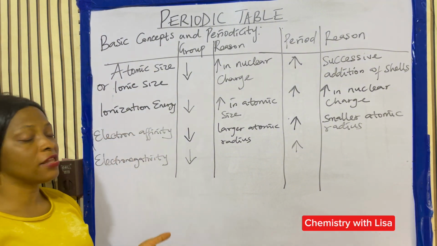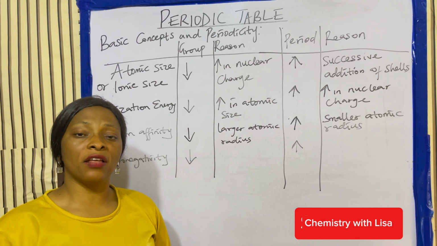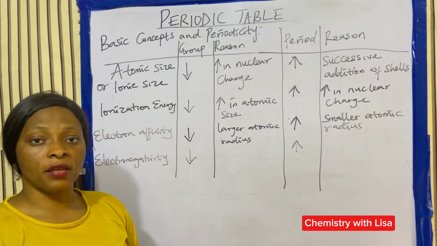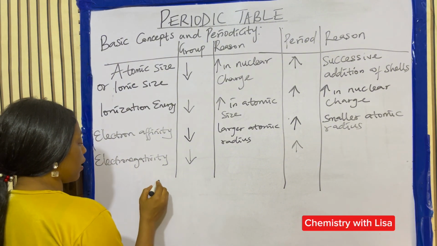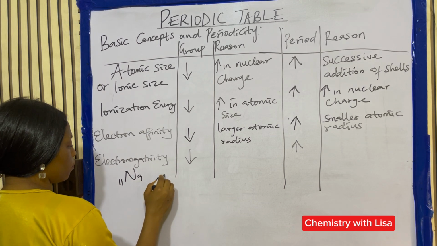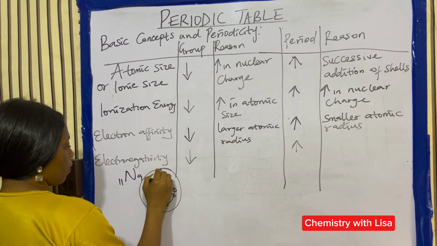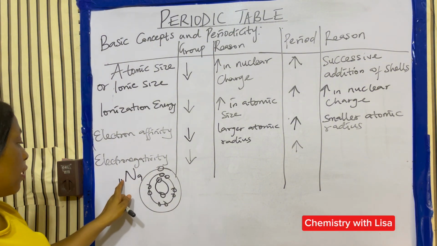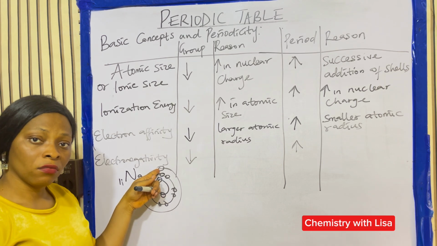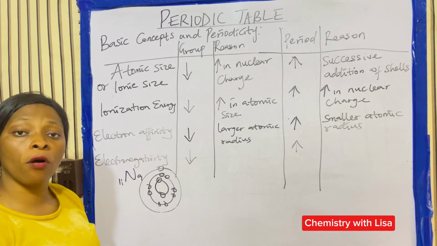Now, ionization energy. What is ionization energy? It is the energy required to remove an electron from a shell. For example, you have something like sodium. We know that sodium is 11. So you have 1, 2, 3, 4, 5, 6, 7, 8, 9, 10, 11. So ionization energy is the energy required to remove this valency electron, so that this sodium can become an ion.